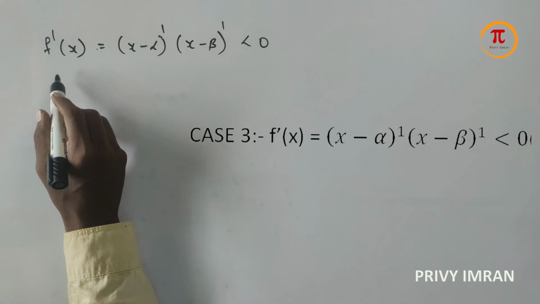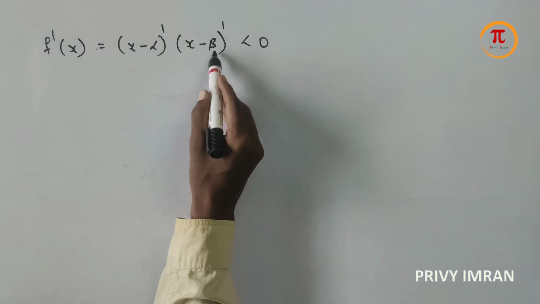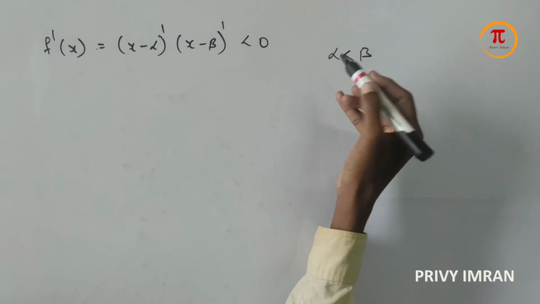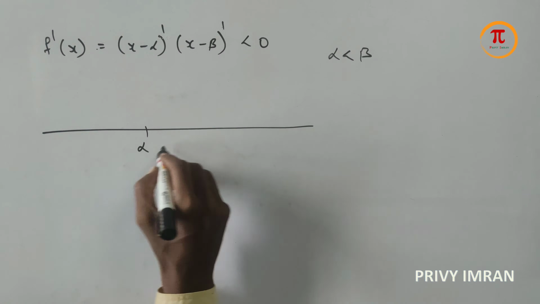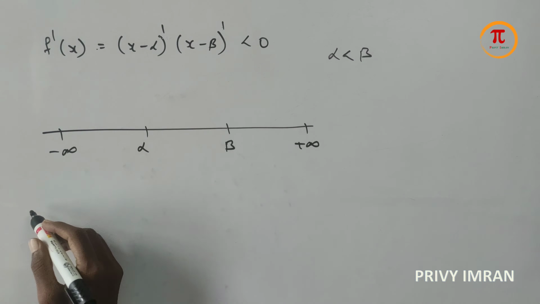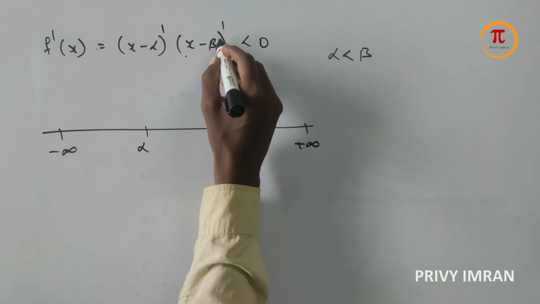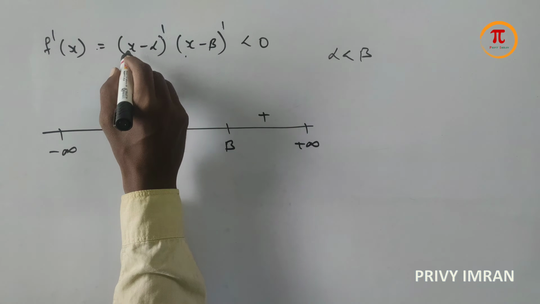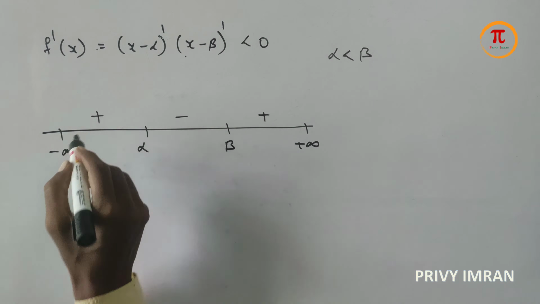Now let me consider case 3, where f dash of x equal to (x minus alpha) whole power 1 into (x minus beta) whole power 1 is less than 0. Let me consider the same condition, alpha is less than beta. Now here let me consider a number line with alpha and beta. Here it is plus infinity and here it is minus infinity. Always here it is a plus. Now as (x minus beta) whole power 1 represents an odd number, plus will be converted to minus. And similarly (x minus alpha) whole power 1 represents an odd number, so minus will be converted to plus.